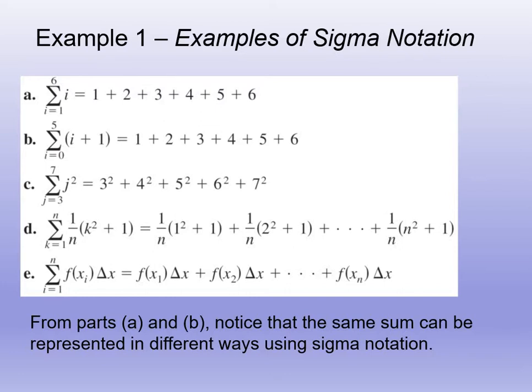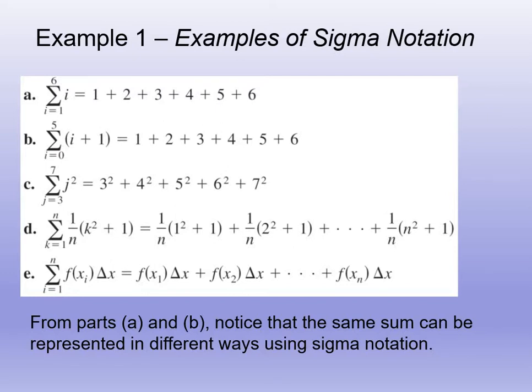Let's look at the next one. We don't have to use the letter i. We can use whatever letter we want. For us, we're probably going to use n a lot of times, potentially k. Let's take a look at C here. We're going to evaluate j from 3 to 7 of j squared. That means we have to go 3 squared plus 4 squared plus 5 squared plus 6 squared plus 7 squared to get our value.